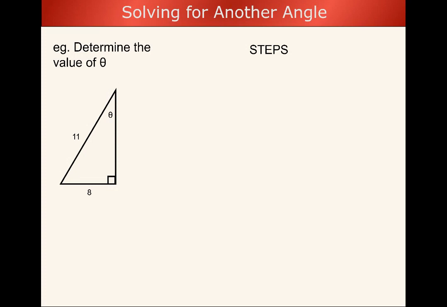Determining the value of the angle again, it's almost the same. I've got the side opposite to the angle, and I've got the hypotenuse this time. So this time it's going to be opposite and hypotenuse. That's sine, Soh. So sine theta is equal to 8 divided by 11, opposite over hypotenuse.